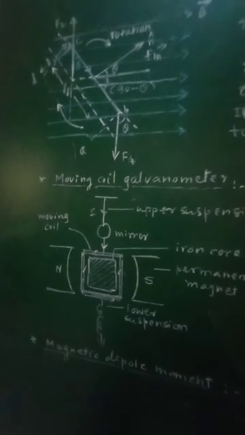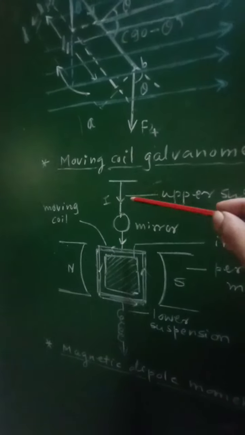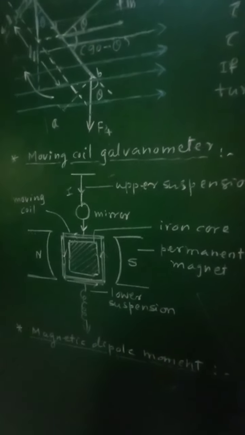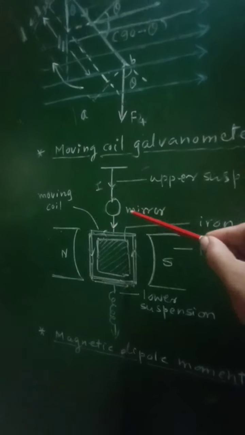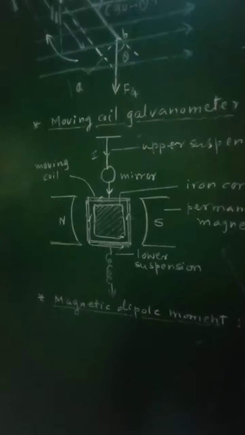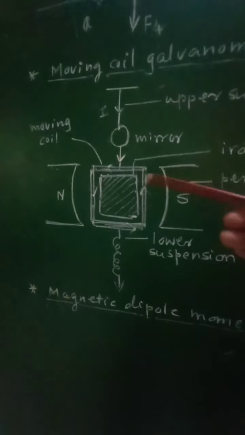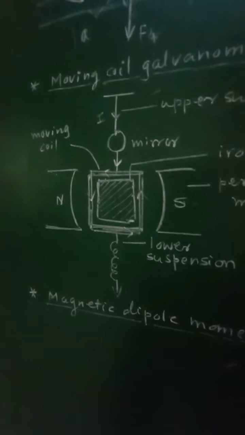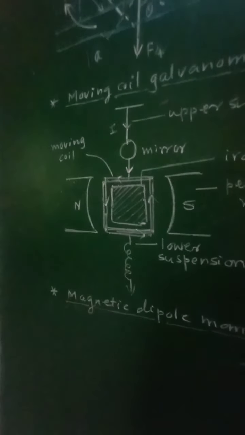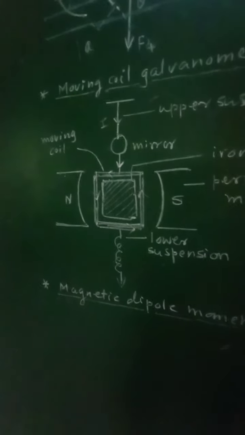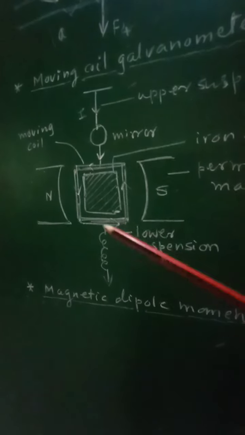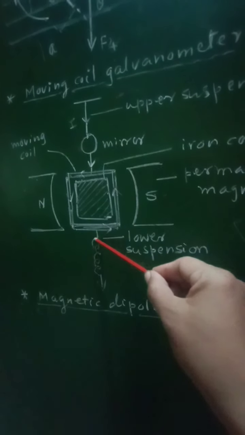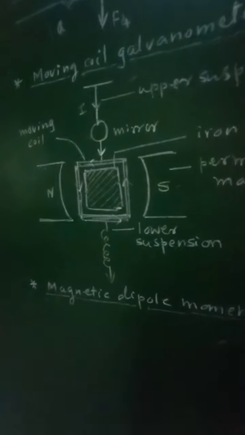Let us see. Here there will be an upper suspension, generally made up of phosphor bronze. Then it is connected to a mirror for observing the readings of the galvanometer. Then the suspension fiber from the other end of the mirror will be connected to the moving coil of the galvanometer, having a large number of turns. Then the other end of this coil connects through the lower suspension, that is phosphor bronze.